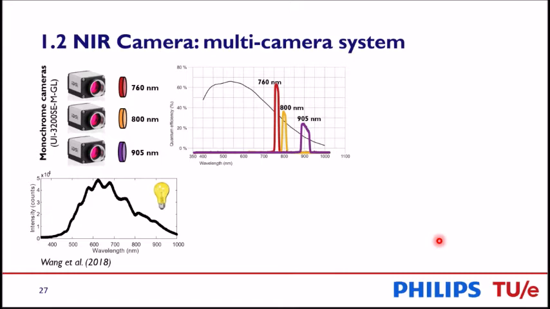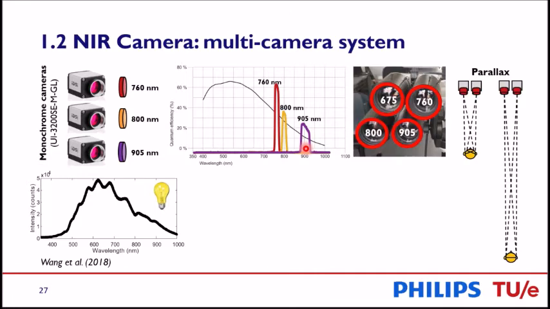And here we propose two camera setups. The first camera setup is the multi-camera system, in which we use multiple monochrome cameras, and each monochrome camera has its own near infrared band-pass filter, for example, 760 nanometer, 800 nanometer, and 905 nanometer, centered at 3 different wavelengths. But there's one problem with this system: there is parallax between the cameras.